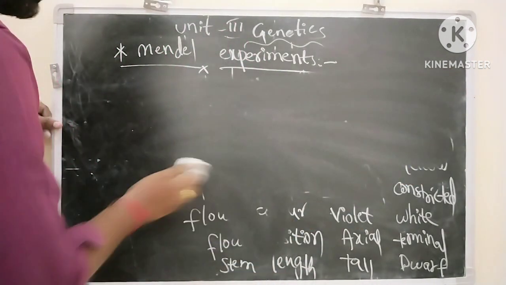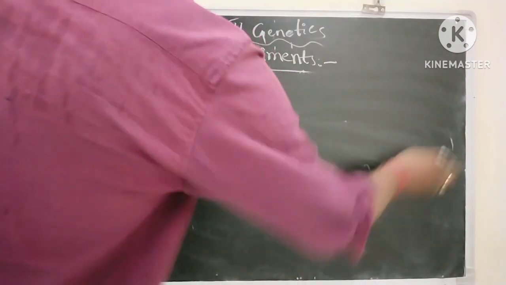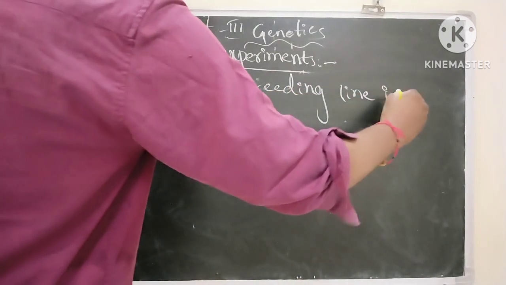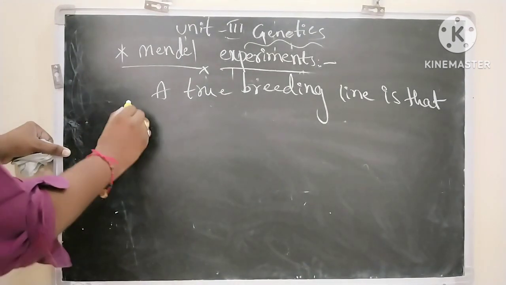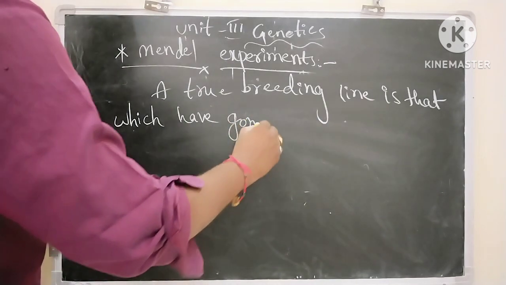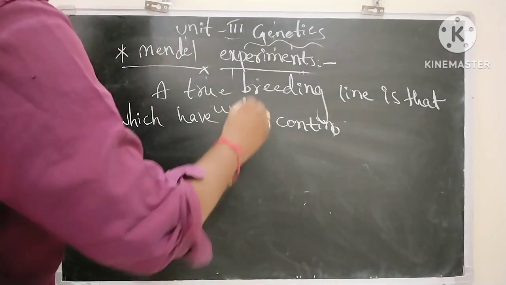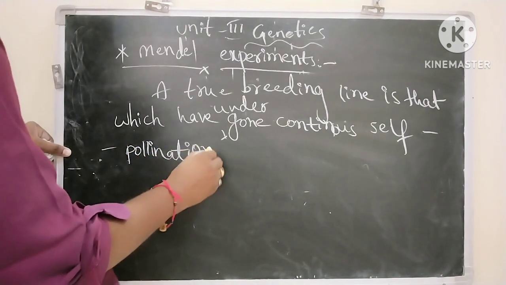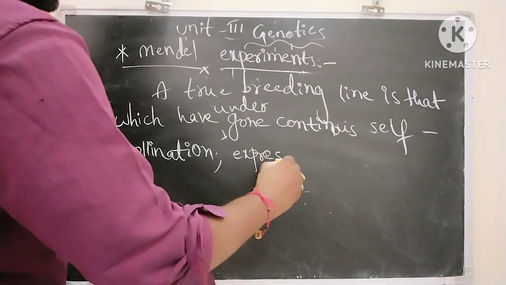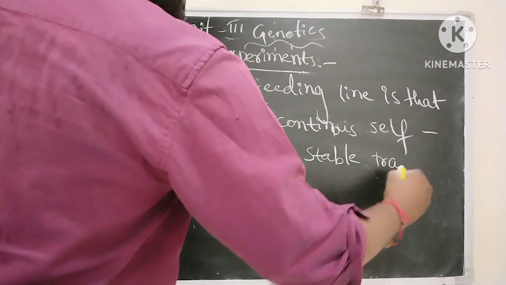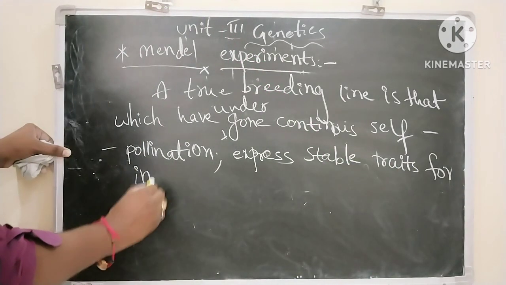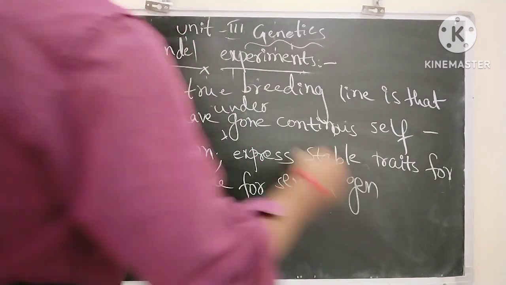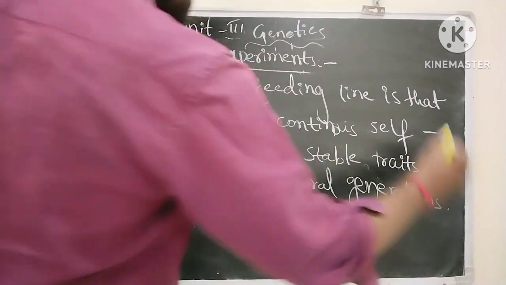What is a true breeding line? A true breeding line is one that has undergone continuous self-pollination and expresses stable traits for inheritance for several successive generations. That is called a true breeding line.